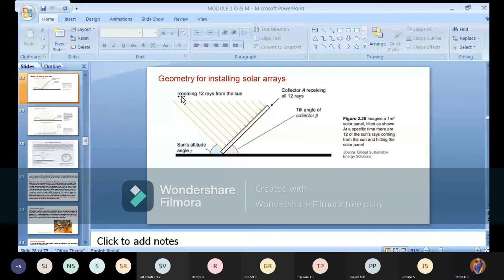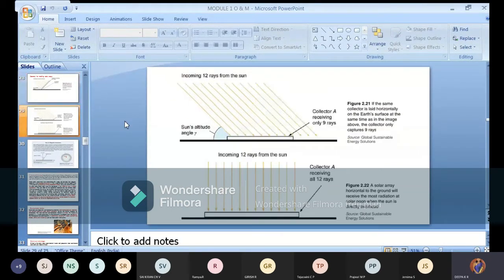Same way, if you change the positioning by making your beta angle 0 but keeping your alpha angle, in that condition we are not able to receive 100% of the input. It is just about 70%, that is 9 rays we are collecting out of 12 rays. Similarly, if you go for a complete horizontal plane with beta 0 as well as gamma 0, then also you can receive the maximum lines.